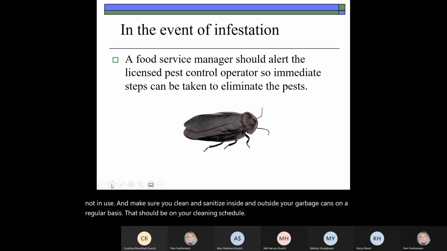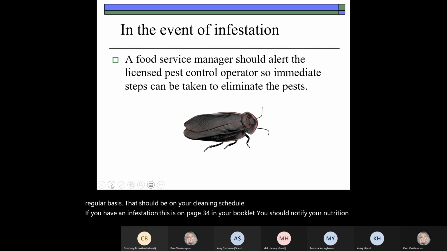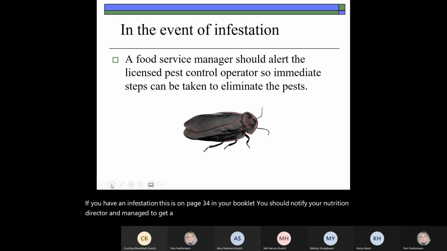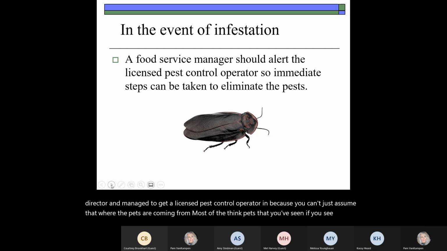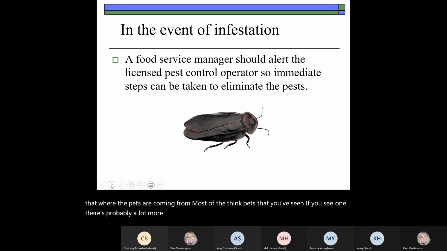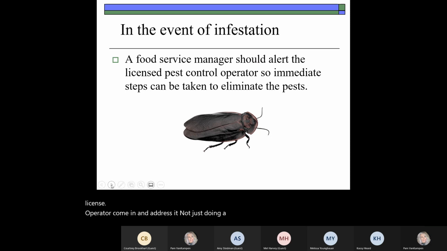If you have an infestation, this is on page 34 in your booklet, you should notify your nutrition director, and they should get a licensed pest control operator in, because you can't just assume that you know where the pests are coming from. Most of the pests that you've seen, if you see one, there's probably a lot more somewhere that you don't see. So make sure you have a licensed operator come in and address it, not just doing a can of Raid on your own or something.